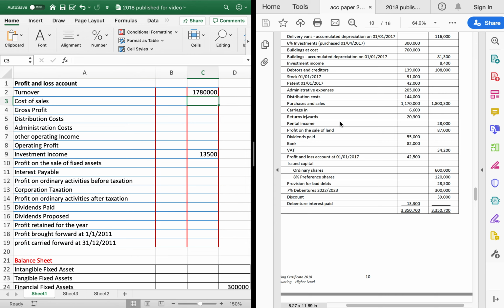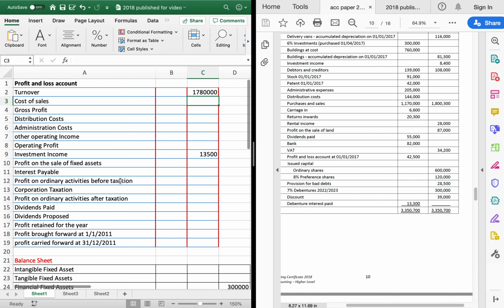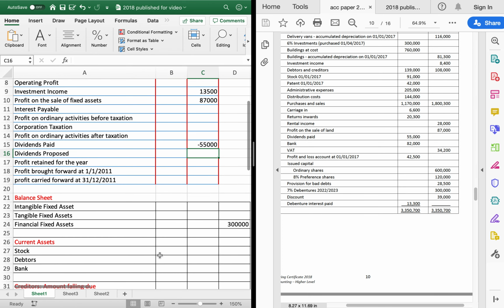Rental income is 28,000, so that's other operating income. Profit on the sale of land. Well, there's always a spot for profit on the sale of land in a trading profit and loss account, so it can go straight in. Profit on the sale of fixed assets is 87,000, unless there's more than one profit or combination. It can go straight in. Dividends paid, 55,000. Can go straight in. Bank can go straight in. It's got a spot.